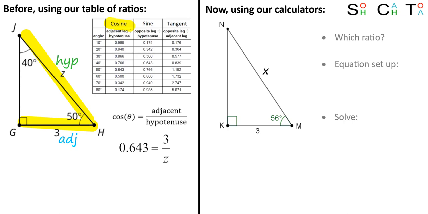So a minute ago we solved this problem, and we used our table of values, and we did finish it up, and we said that z was 4.67.